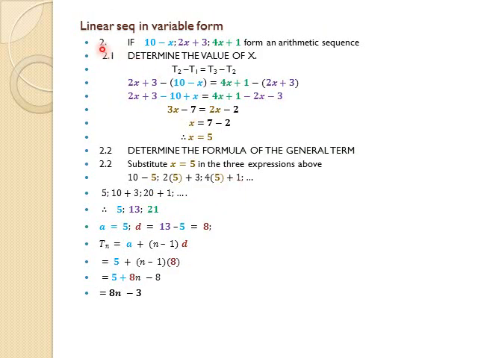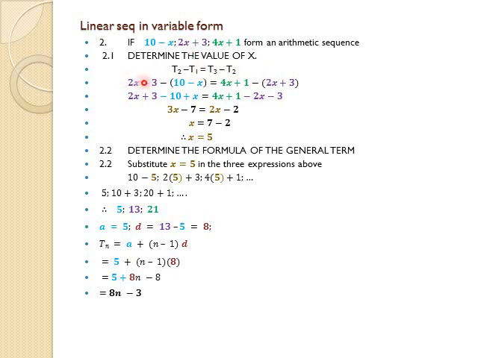Right, now here in problem 2, linear sequence in variable form. I've given you 10 minus x, 2x plus 3, 4x plus 1. Very important, they state that's arithmetic sequence or linear sequence. So you have to ensure that you read what is given. So determine the value of x. Because it's arithmetic, I would say term 2 minus term 1 must equal term 3 minus term 2 always.